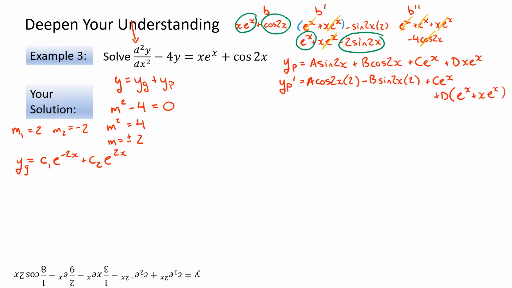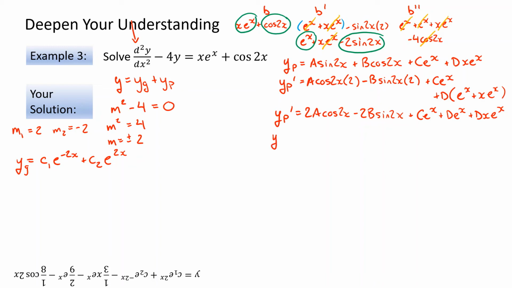So simplifying this, just multiplying the d through, we get that yp prime is equal to, I'll also simplify the coefficients, 2a cosine of 2x minus 2b sine of 2x plus c times e to the x plus d times e to the x plus d times x e to the x. Okay, so again, you're seeing that it gets a lot longer, but these derivatives are just the same derivatives you've been doing all course.